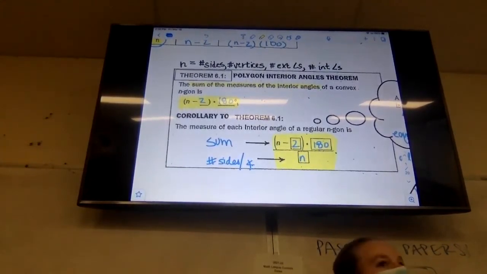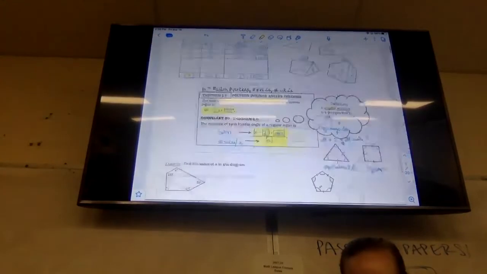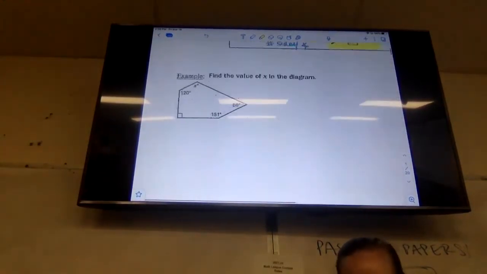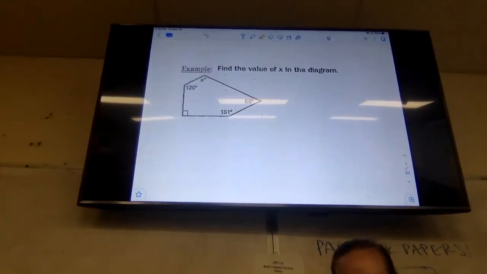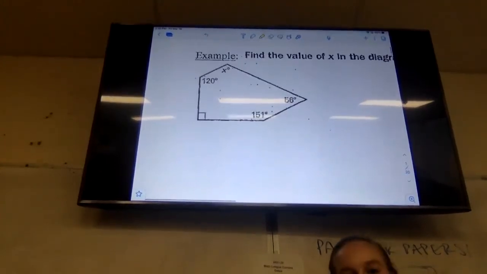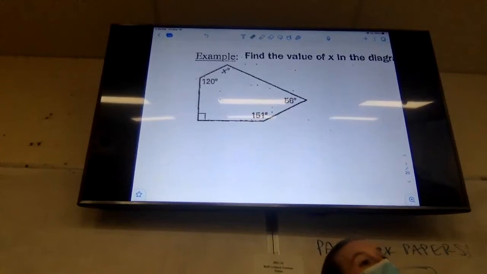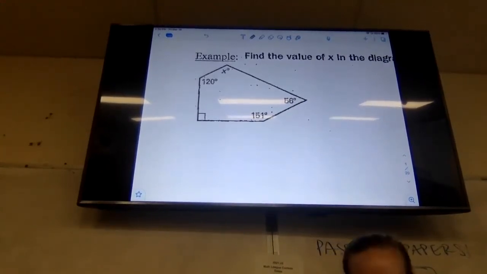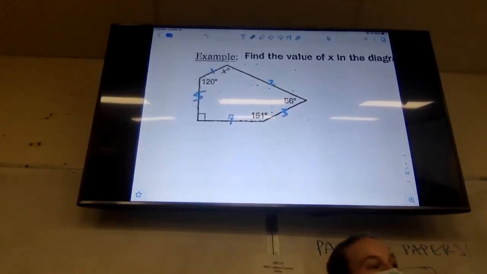Okay, you ready to do a couple examples? We're going to do these two examples right here. So the first one says, find the value of x in the diagram. Let's first ask, how many sides are in the shape? There are 5 sides, and so we'd want to know what the sum of the interior angles of a 5-sided shape are.